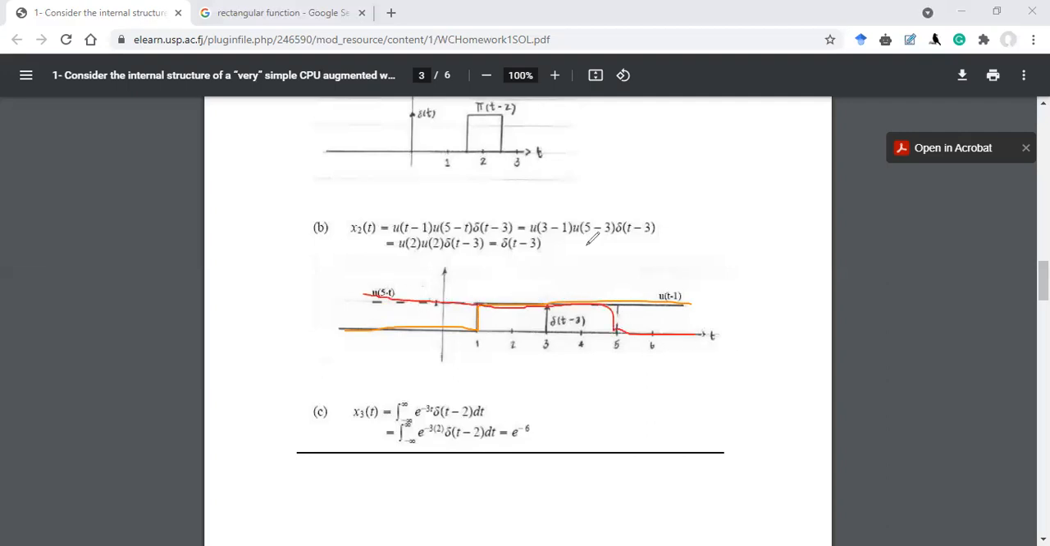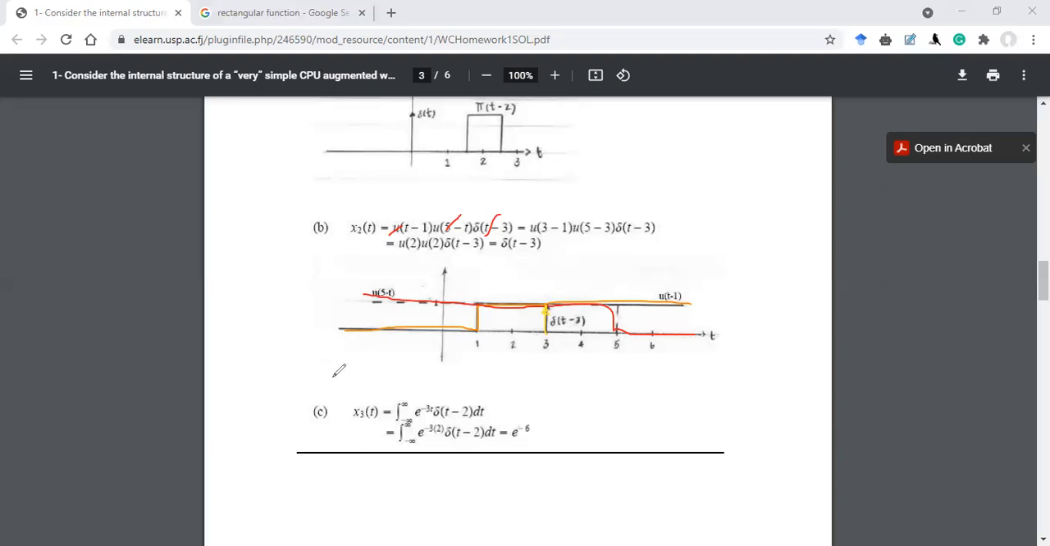Can you see that? Now we have plotted these two, and we need to plot delta of t minus 3. The delta function is usually at t equal to 0, so that has shifted 3 units towards the right. Let's draw that. So our delta function will be somewhere here.